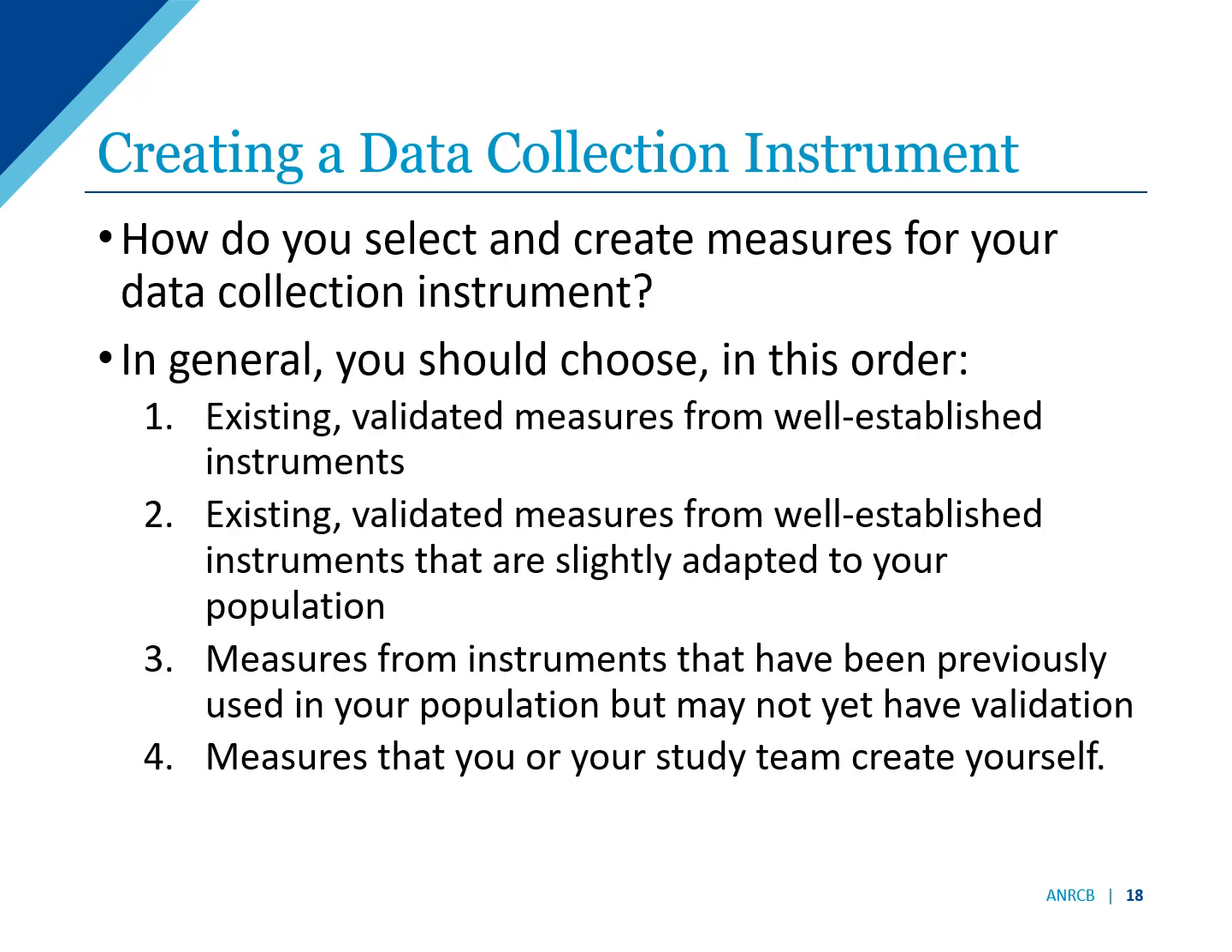So how do you select and create measures for your data collection instrument? In general, you should choose, in this order, existing validated measures from well-established instruments. If you cannot find those, existing validated measures from well-established instruments that are slightly adapted to your population. Third, measures from instruments that have been previously used in your population but may not yet have validation. And finally, a last resort is measures that you or your study team create yourself.